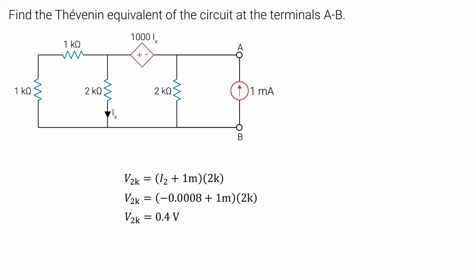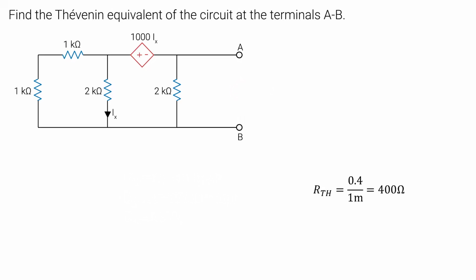Now to find RTH, it's actually really easy. All we need to do is divide this voltage by 1 mA, since that's the current flowing in the conductor between A and B, since we placed a 1 mA source. We get 400 ohms. Now we can draw our Thevenin equivalent circuit.